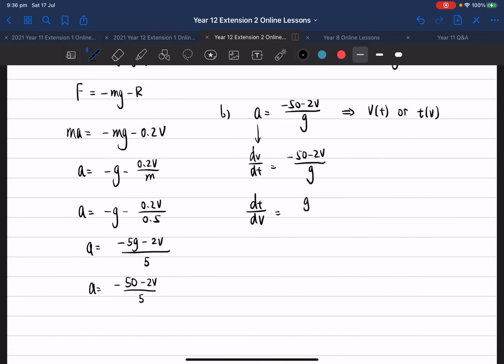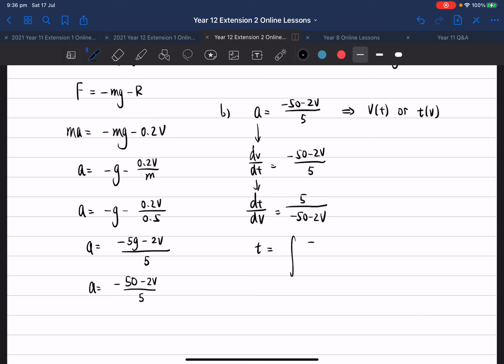Oh, y is equal to g. Sorry, it should be a 5 here. So that should be a 5. All right, so 5 over minus 15 minus 2v, that's dv over dt. I can now integrate dv. All right, so I hope integration shouldn't be a really hard question for anyone to do.